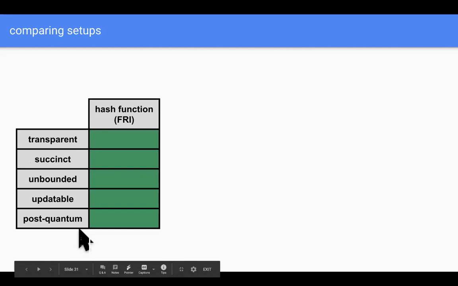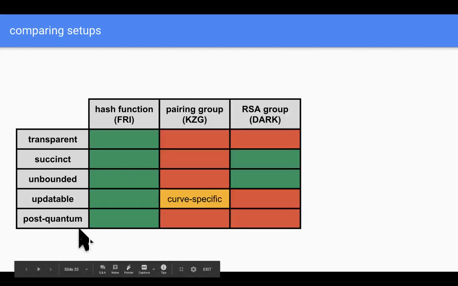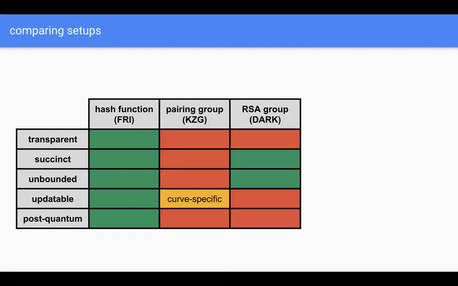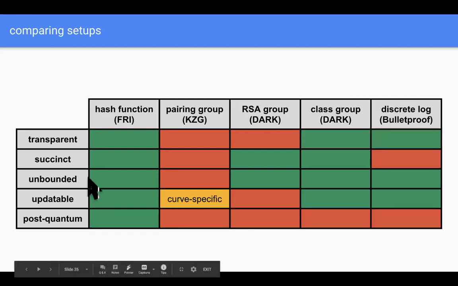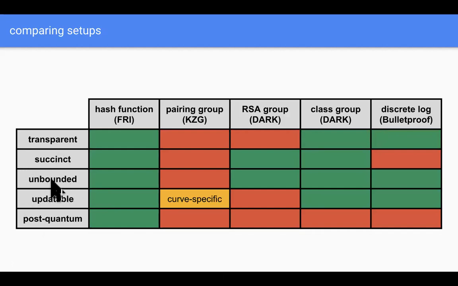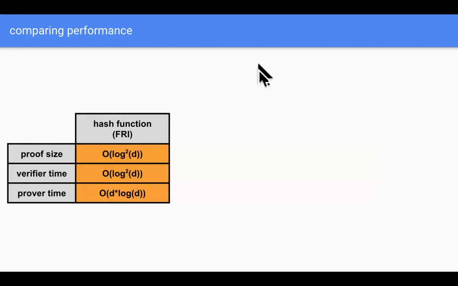And then we saw the benefits and the downsides, and basically there's a very large trade-off space that you can pick from. You can have transparency, you can have post-quantum, you can have an unbounded setup, all these things, very different constructions. And even within the groups of unknown order, we have these two flavors: the RSA group and the class group.